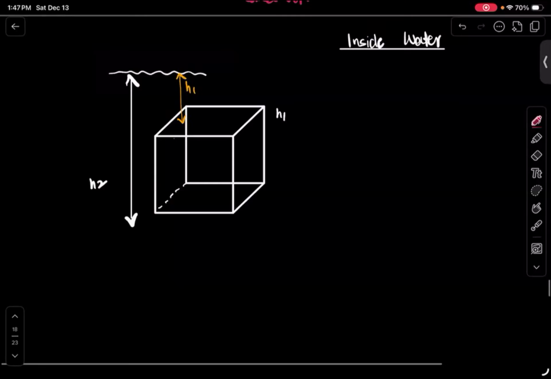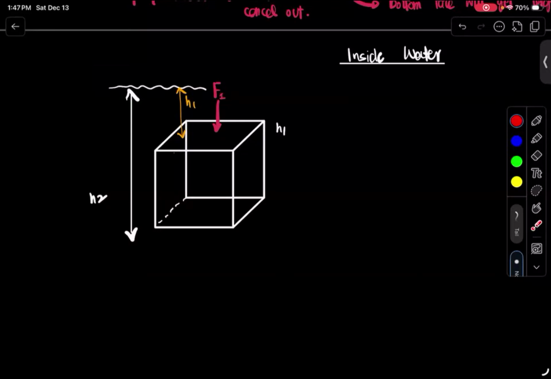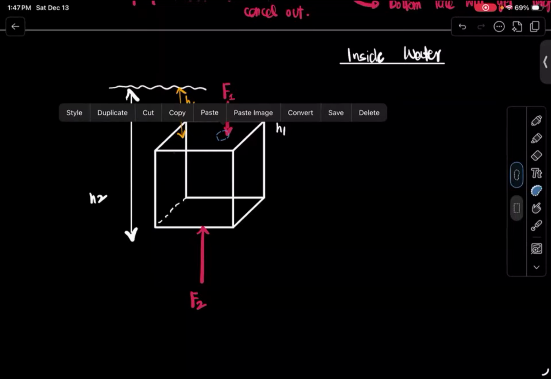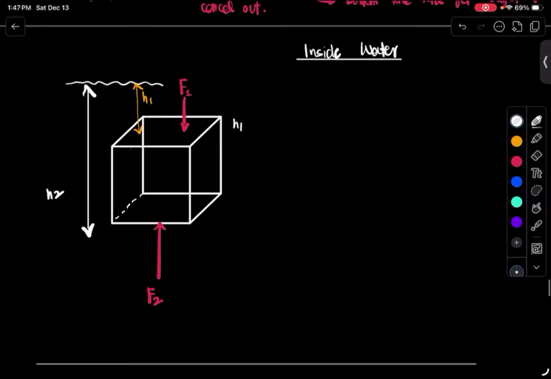Okay, now there is a top force which we're going to call F1. What is this top force? That is basically the force due to the pressure of water on top of you. And there is going to be a much greater force, F2, onto the bottom of the face, right? Why? Because at the bottom there is a greater pressure, then that must mean there must be a greater force. Okay. Can we calculate how much this force is?